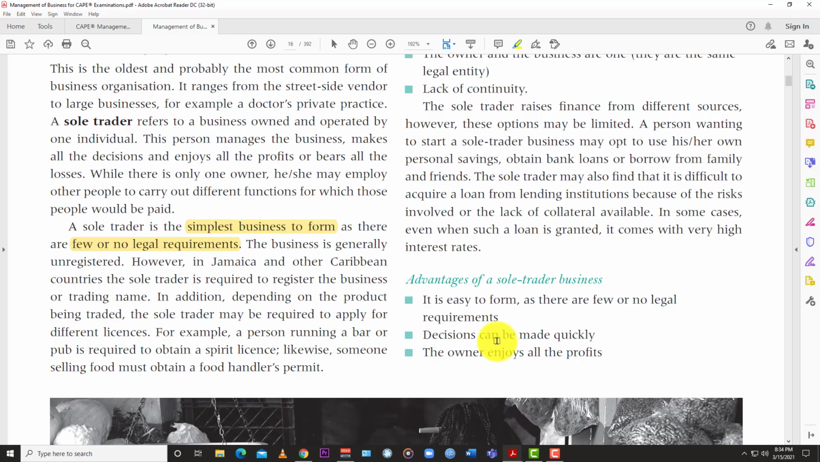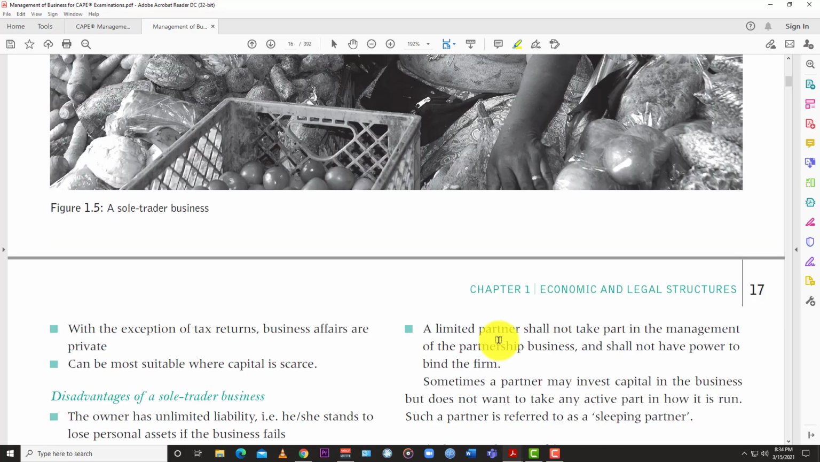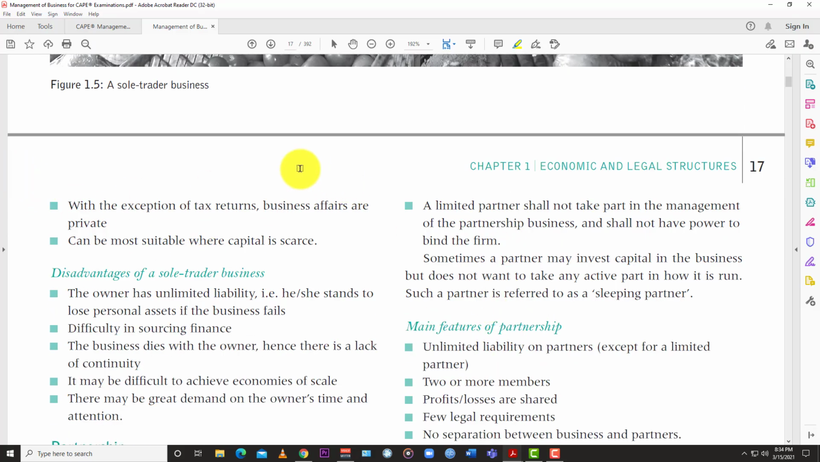The owner enjoys all the profits. Of course, you make all the money, it all belongs to you. You're the only one who runs the business, so you have nothing to share with anybody. With the exception of tax returns, business affairs are private. So you don't have to tell anybody how much you're making. You don't have to tell anybody anything about your business. That's your own information to have, outside of whatever tax returns you might have to file based on the country you're living in.